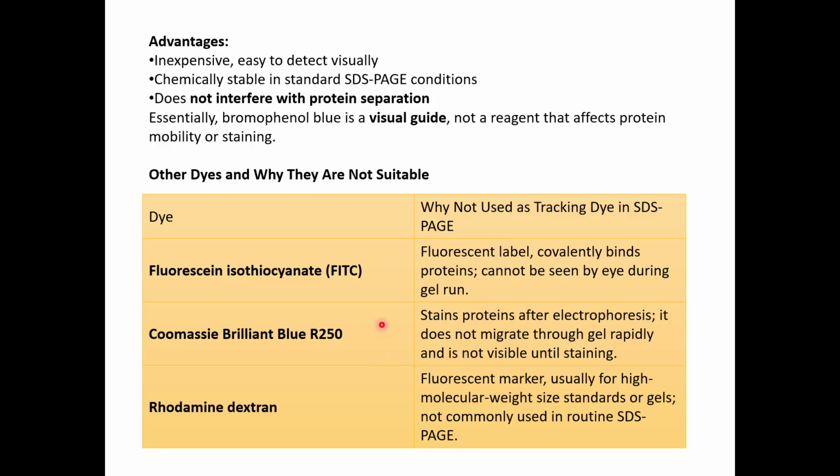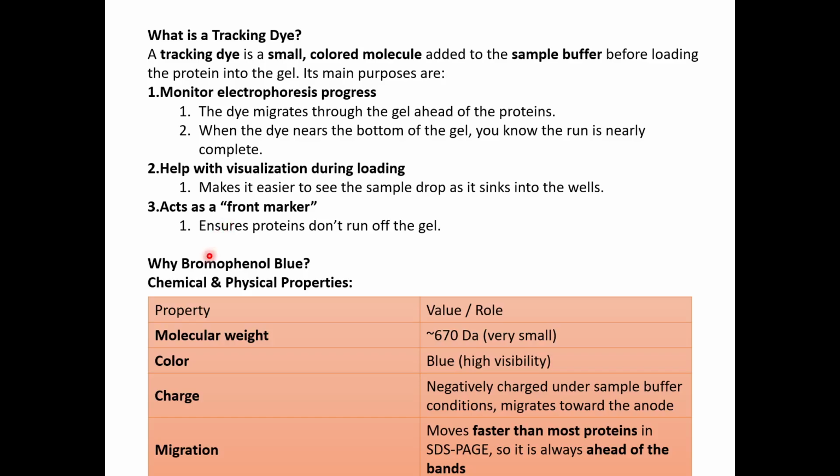Secondly, the next option that was given was Coomassie Brilliant Blue. This also stains the proteins. It is used after the electrophoresis for visualization of your protein bands and not while running your gel. It does not migrate through the gel, and it is not visible until staining. Then the other option that was given was rhodamine dextran. This is also a fluorescent marker, usually for high molecular weight standards or gels, and not commonly used for routine SDS-PAGE. These were the other options. So the correct option for this is bromophenol blue.